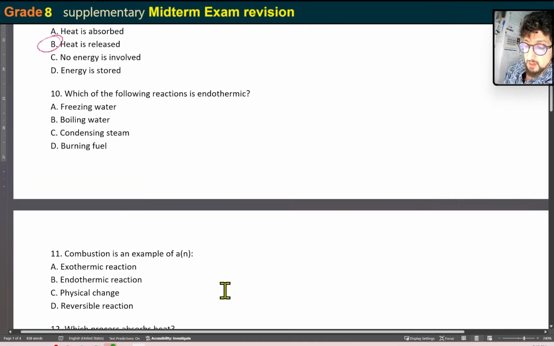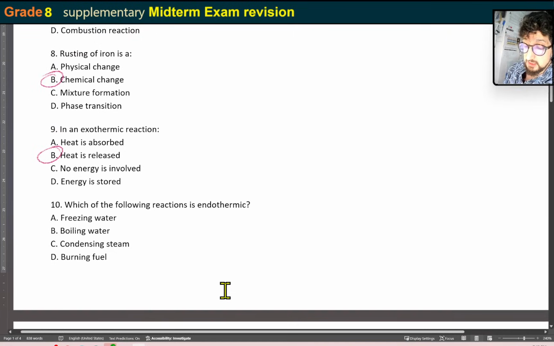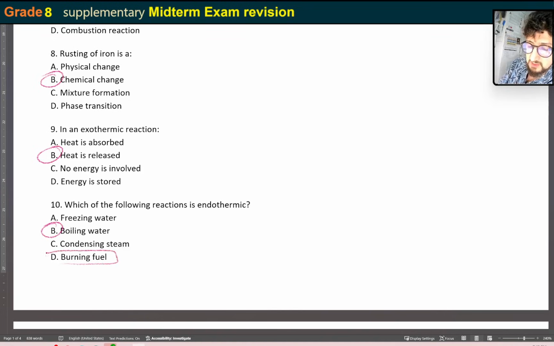Okay? Which of the following reactions is endothermic? That means it takes in energy. Which of the following is endothermic? And the answer to that is boiling water. Now, the reason why, let's go through them slowly and we'll find out why. So burning fuel, that's easy. Burning fuel is exothermic because you release a lot of energy, right? So that's exo.